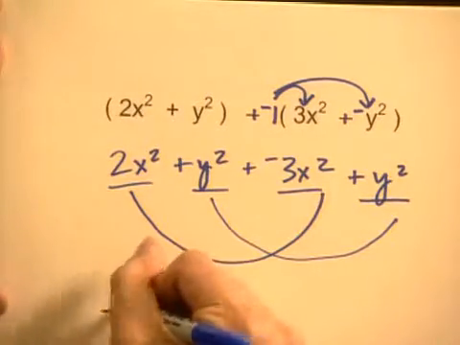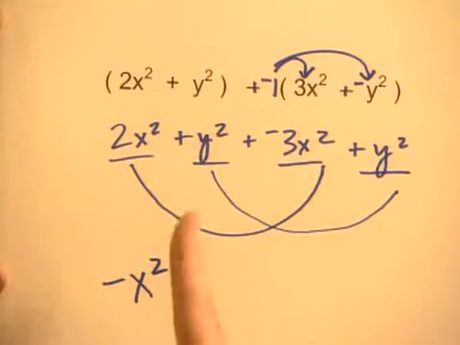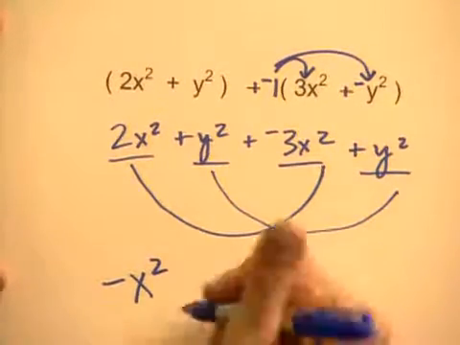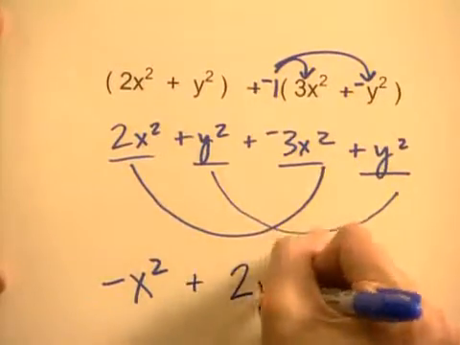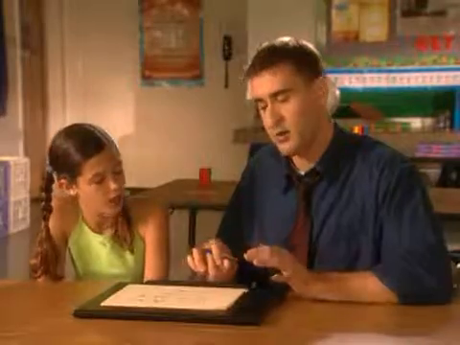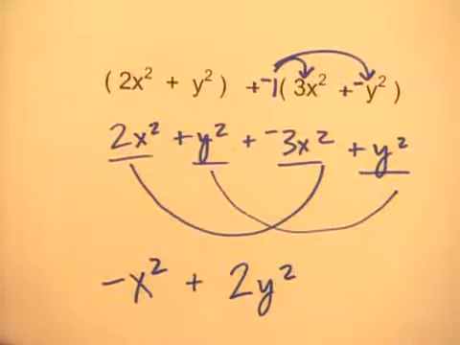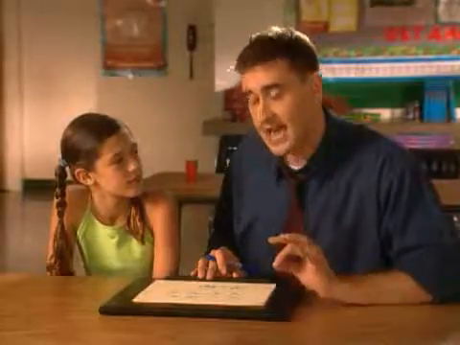Good. I was going to have to say that myself, but you corrected yourself. 2 plus negative 3 is negative 1, negative x squared. And y squared plus y squared? 2y squared. 2y squared. That's right. And that's our answer. We have an x squared and a y squared, but we want to look at the letter that comes first alphabetically. So x squared comes before 2y squared. And that's the lesson on adding and subtracting polynomials. It basically comes down to adding like terms.